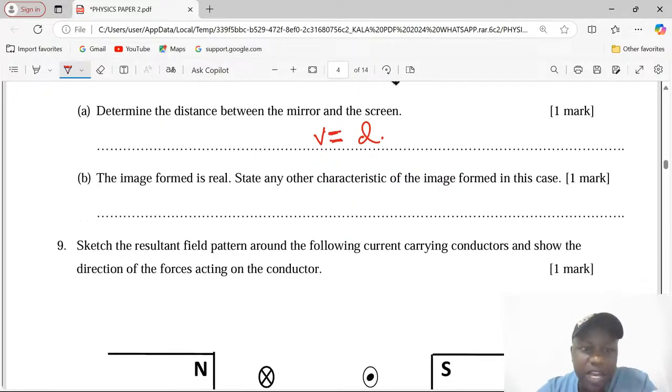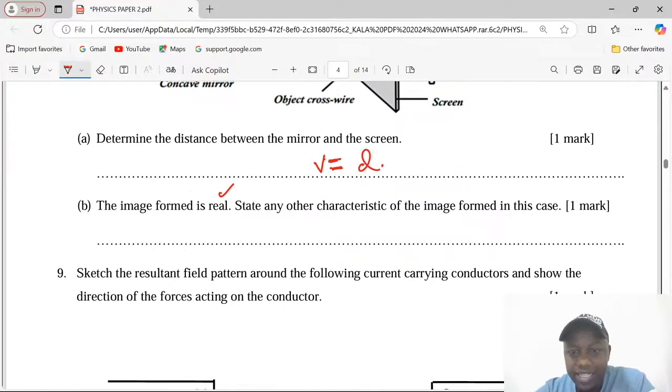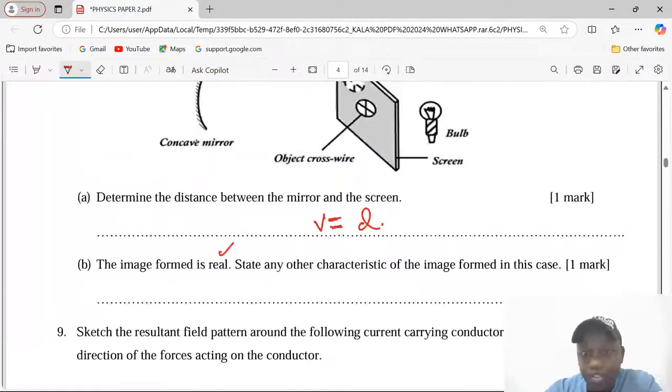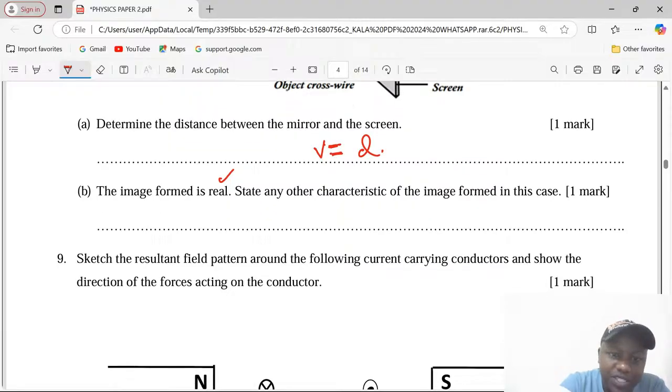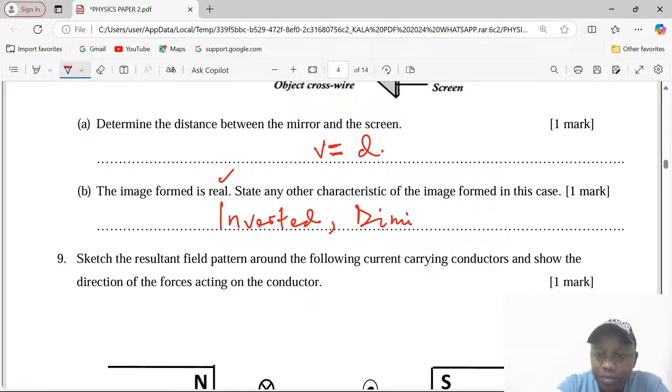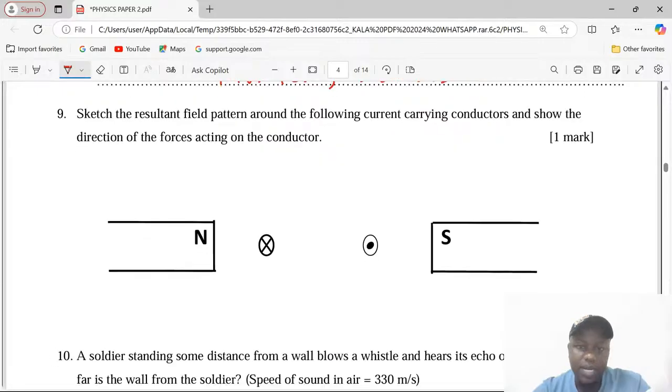The image formed is real. State any other characteristic of the image formed in this case. The image is real, and all real images are inverted. So the image is inverted, among other properties. The image is also diminished.